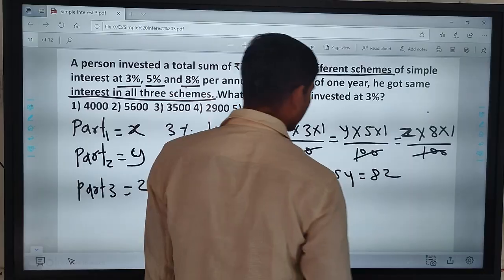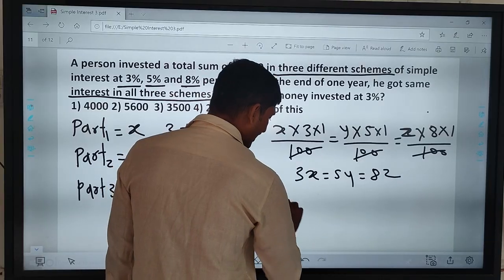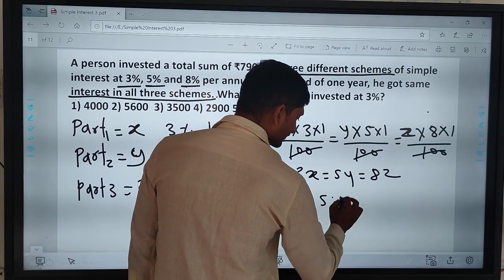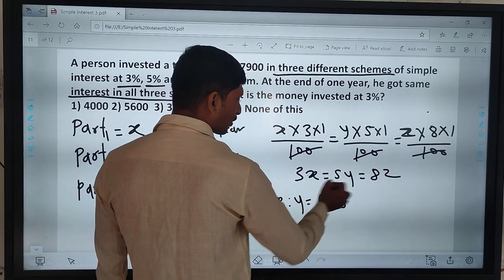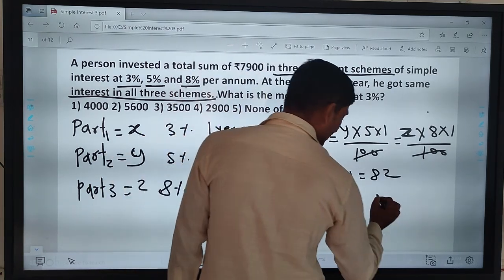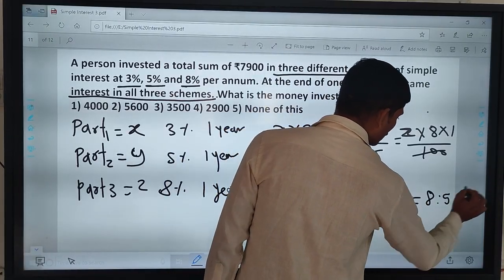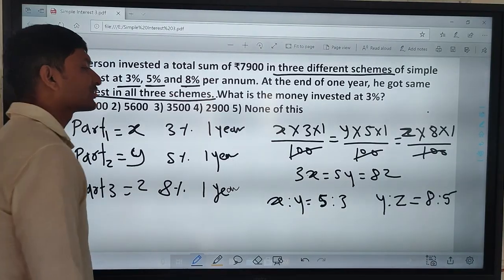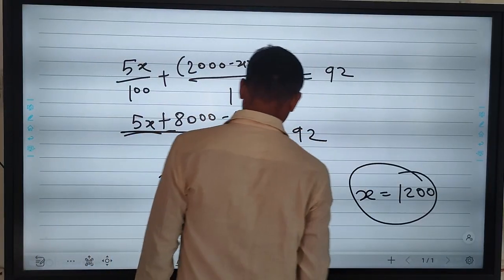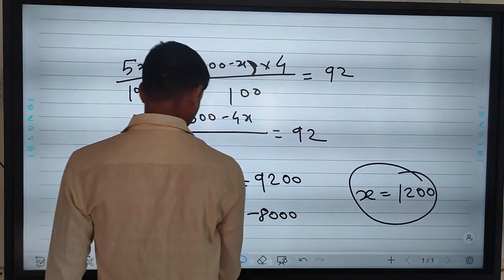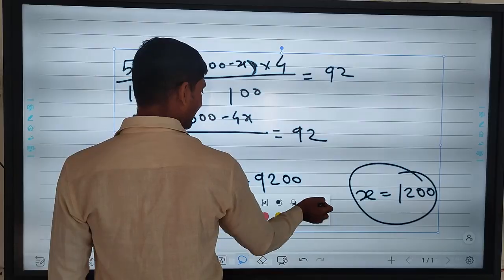Then we find the value of x, y, z. Then x as to y is equal to 5 by 3. X upon y is equal to 5 as to 3. Y as to z is equal to 8 upon 5, or 8 as to 5. We find x, y, z.